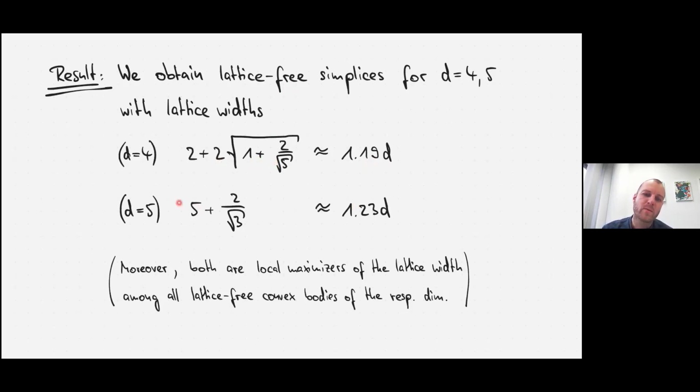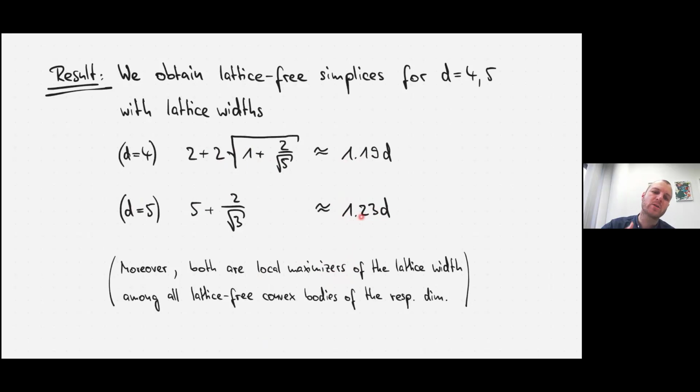Actually, we can do something more, at least for dimension 4 and 5. We can also prove that these simplices are local maximizers, and not just within that family, but within the family of all lattice-free convex bodies. And you can continue. You can do computations also in higher dimensions, 6, 7, until 10. That's rather okay-ish. And you see that these ratios relative to the dimension grow and grow. They get bigger and bigger.